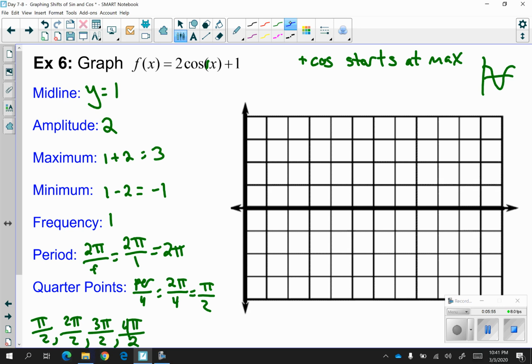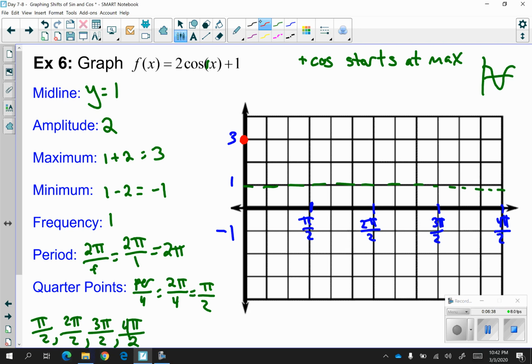Label everything on your graph. We have 3, our midline's at 1, and our minimum's at negative 1. So since it's a cosine curve, we're going to start at the top at 3. Now, please make sure you're not going to go to the x-axis because in this case your midline is at 1, and it'll help you if you draw it in.